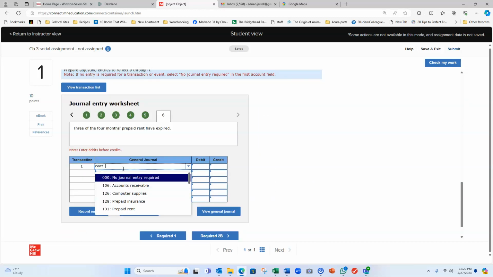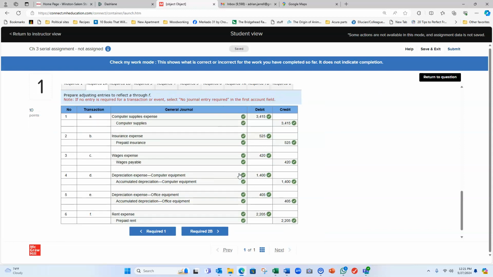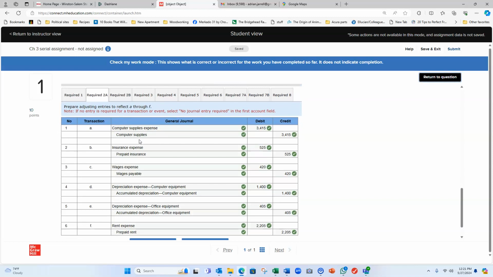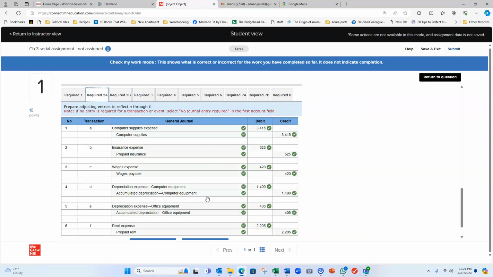It is going to be rent expense, $2,205, and prepaid rent, $2,205. All right, that should do it. Let's just check our work. Very good. So I'm going to go ahead and post these to the ledger again, and that will get my ledger all cleaned up and current with the new balances.